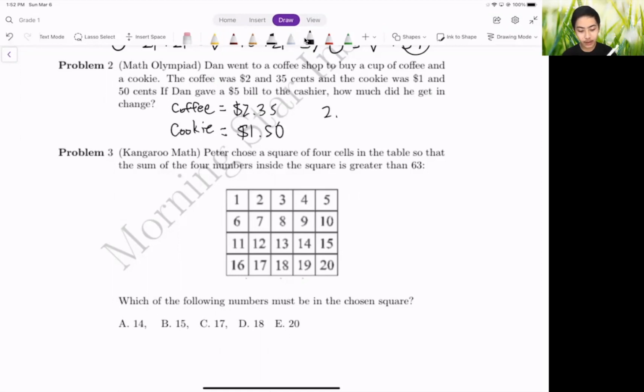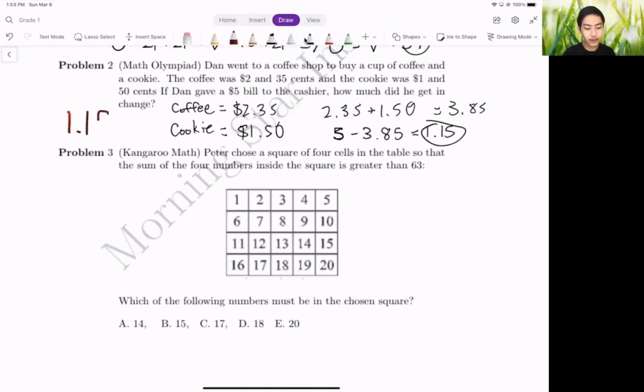These two together, let's find the sum of these together. That just gives us $3.85. And if he gave the cashier a $5 bill, we just need to subtract the actual value of these items from the $5. So 5 minus $3.85, and that just gives us $1.15 in change. So the answer is $1.15.